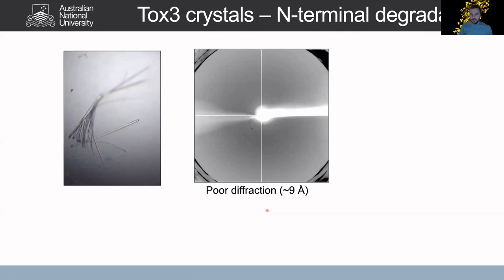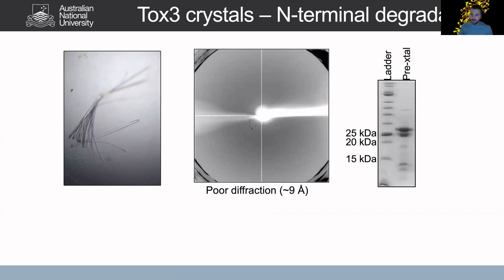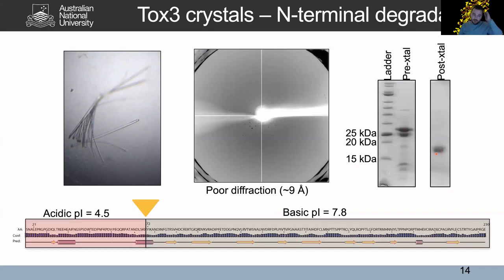And what Megan did was she picked the crystals out of the drop, and she had a look at them on a gel. Before crystallization, we had a full-length TOX3, and what we were actually seeing is that after crystallization in these drops, the protein had migrated further down our SDS-PAGE gel. And when we worked this out, we used mass spec techniques and N-terminal sequencing techniques, and we identified that this N-terminal region of TOX3 was being cleaved off in the crystal drop, and it was this part of the protein, the N-terminal part, that was forming crystals.